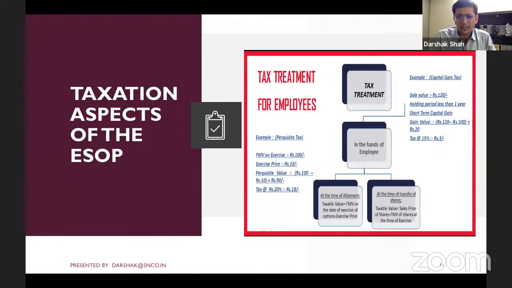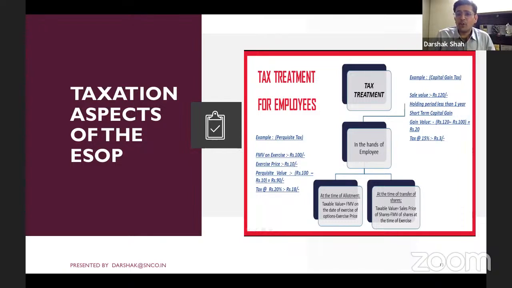This is pretty simple as far as taxability is concerned. The crux point is that it is going to be taxable in the hands of the employee at the time of allotment of the shares, which is going to be a perquisite for the employee. And when the employee sells the shares, we are talking about ESOPs, employee stock option plan.